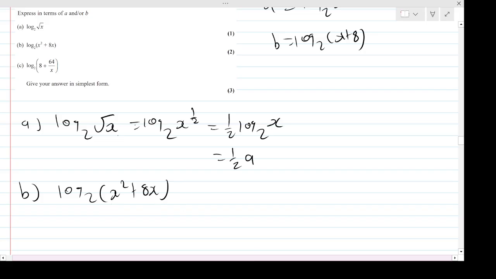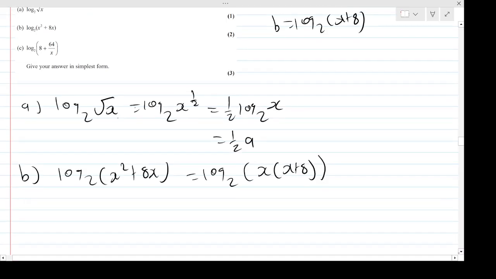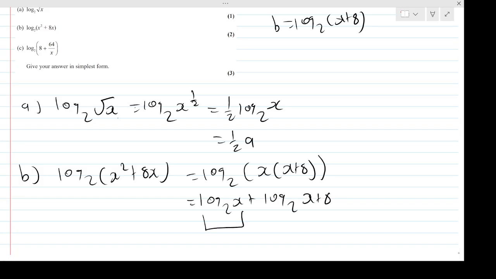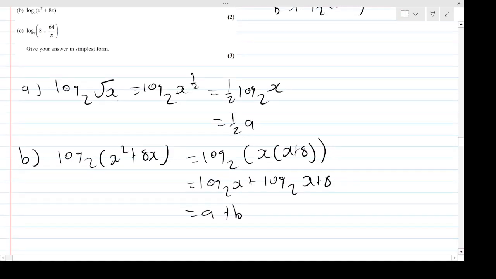So there's not much we can do, but what we can do is notice I can factor an x inside. x is common. So if I factor an x, I can say x of x add 8. Now I've got a product inside my log, and now I can use the addition law, because I can split up the product inside as log base 2 of x add log base 2 of x plus 8. Well, hang on, log base 2 of x is a, right? And log base 2 of x plus 8 is b. So this is just a add b. And there we are.